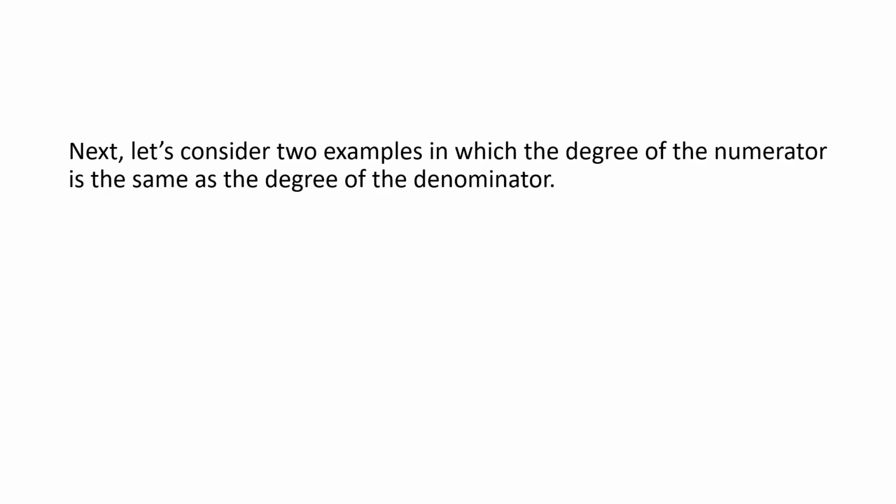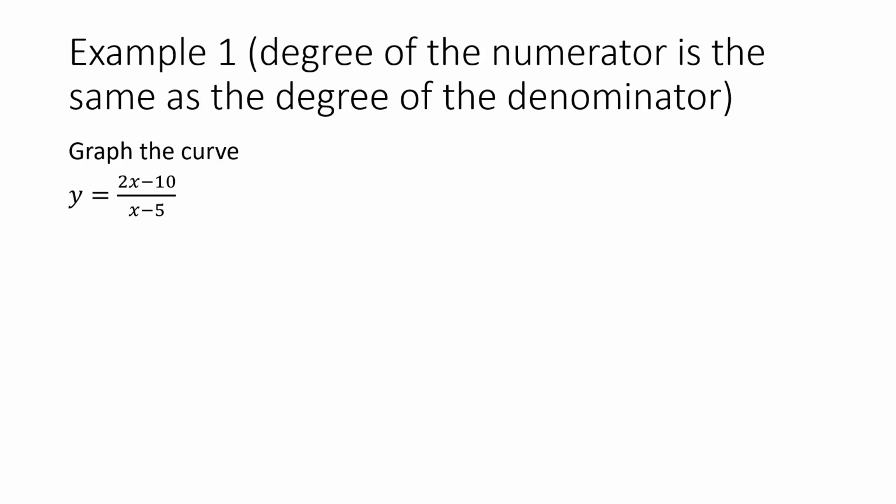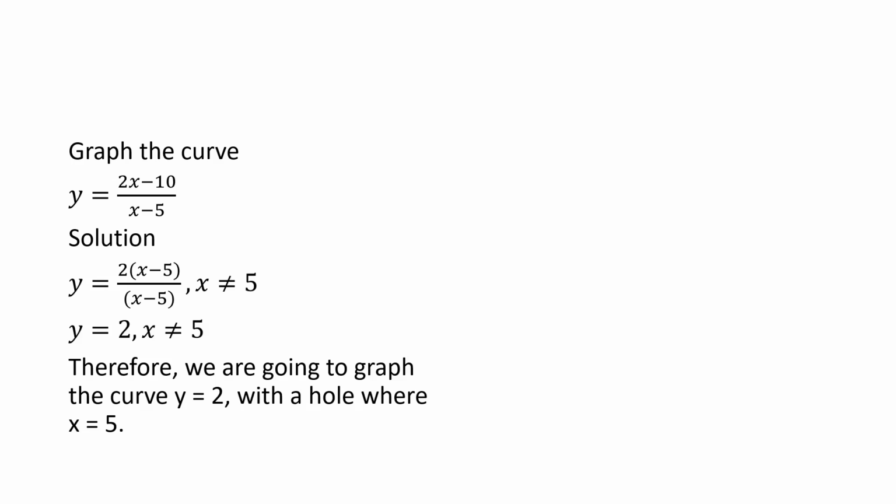Now, let's talk about cases where the degree of the numerator is the same as the degree of the denominator, and we'll look at two such cases. Let's do the first one here. We've got y equals 2x minus 10 over x minus 5. Well, what we can do is factor, and we end up with 2 times x minus 5 over x minus 5. We can simplify, and we can say y equals 2 so long as x doesn't equal 5.